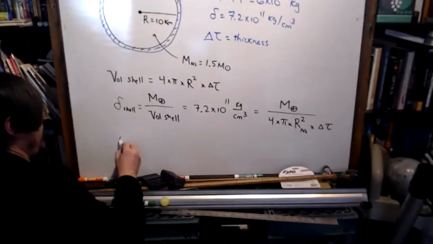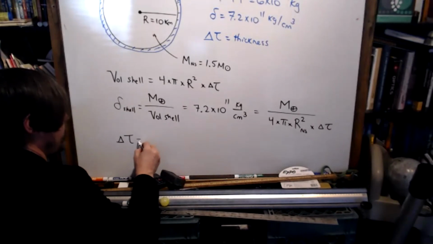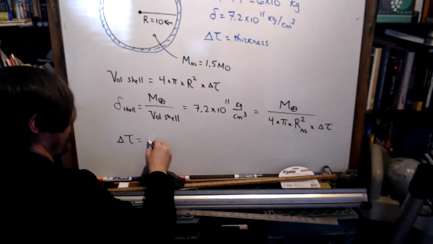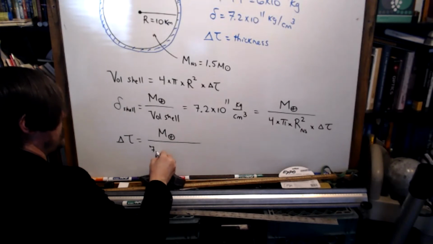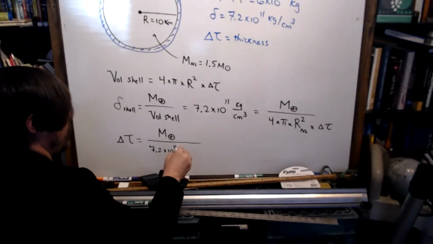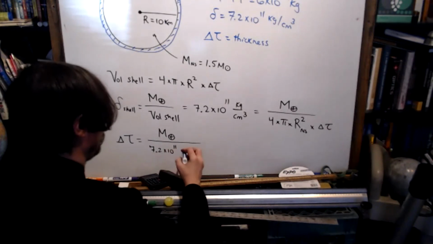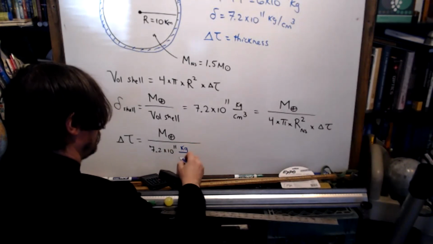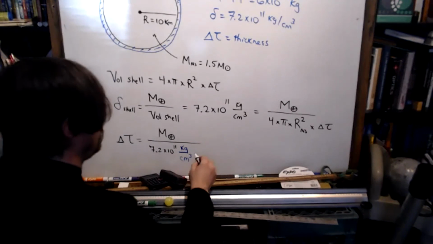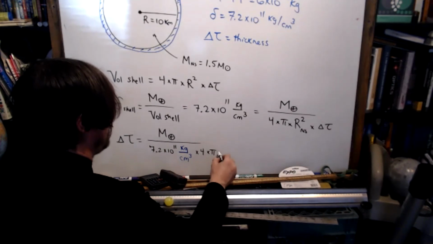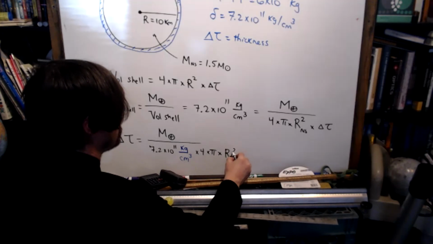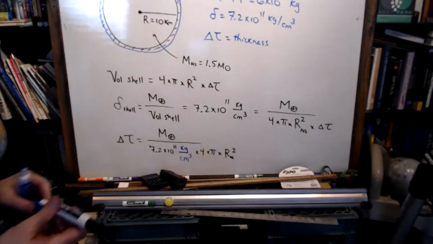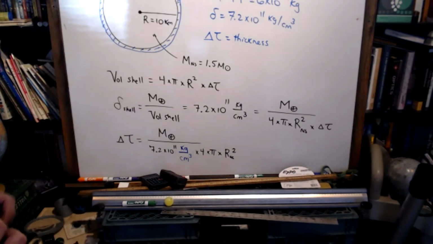If we solve for delta T, we get that the thickness will be the mass of Earth divided by 7.2 times 10 to the 11 kilograms per cubic centimeter times 4 times pi times the radius of the neutron star squared. Okay, I'm running out of board space, so I have to go back up. So take a moment to jot that down, and then we'll continue.